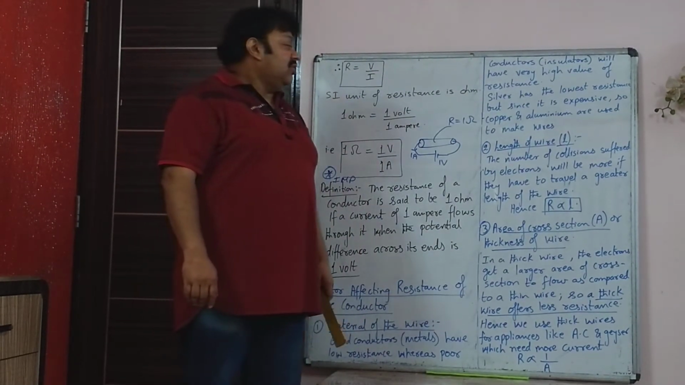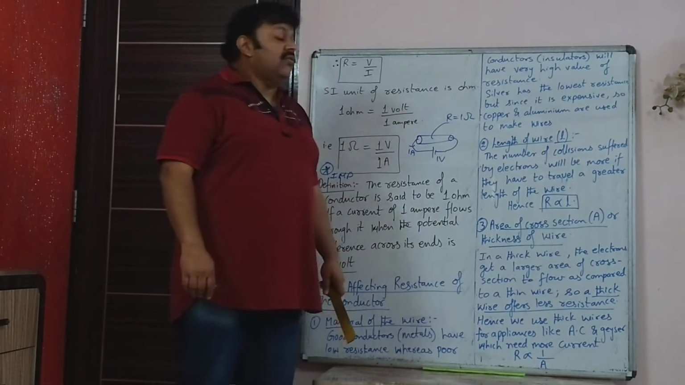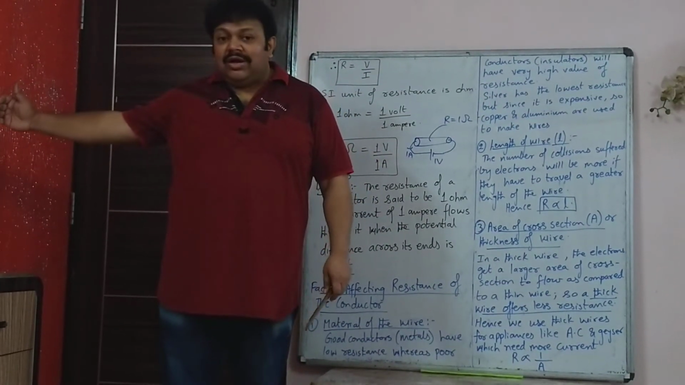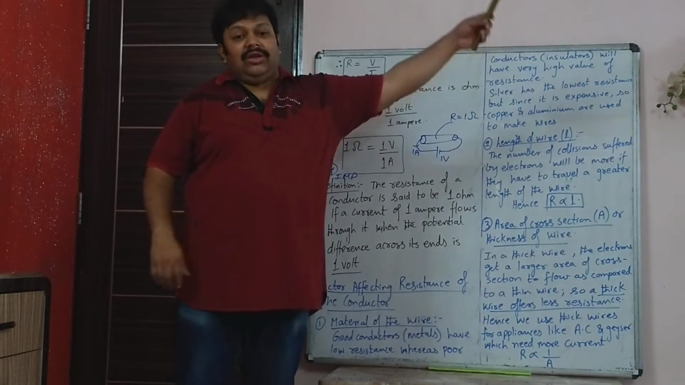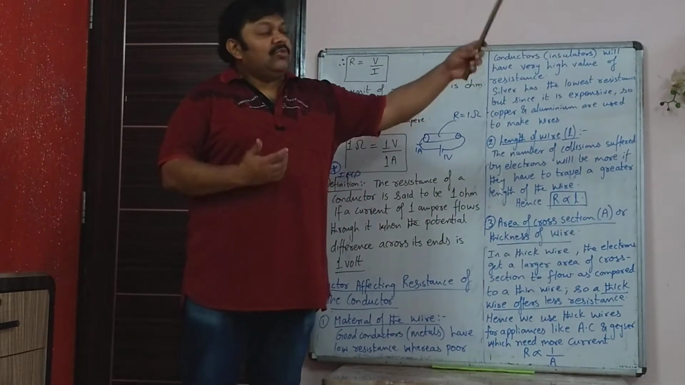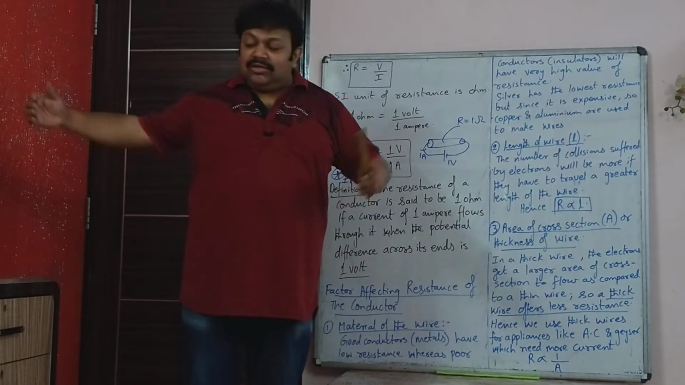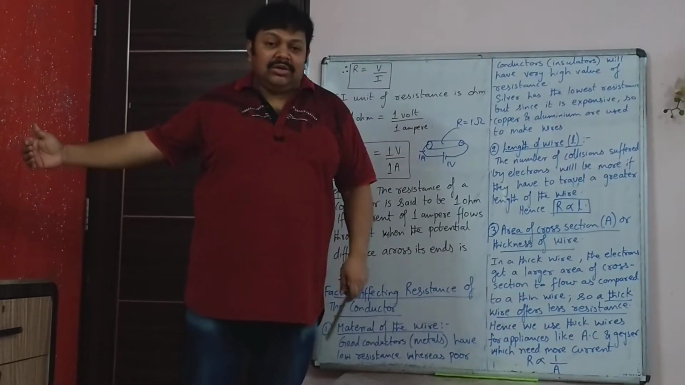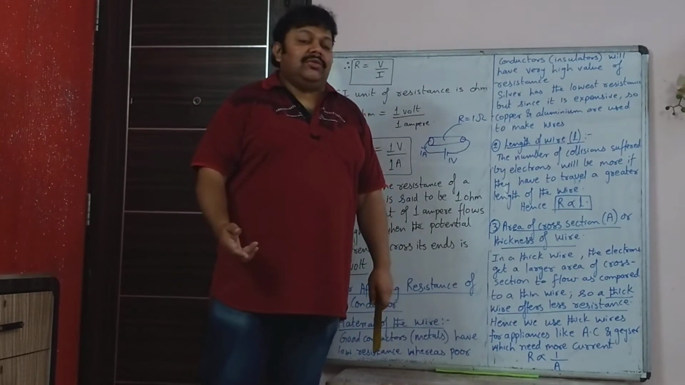The number of collisions suffered by electrons will be more if they have to travel a greater length of wire. So you can imagine it like a car. If a car has to move from this end to the other end of the road, if the road is very long, let's say you have to travel 10 kilometers, then it will take you much more time to finish that distance and reach from A to B. But if the length of the road itself is small, instead of 10 kilometers it is only 1 kilometer, then you will easily be able to cover that distance in a lesser period of time.